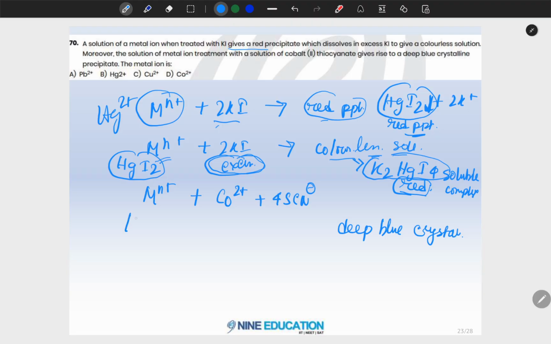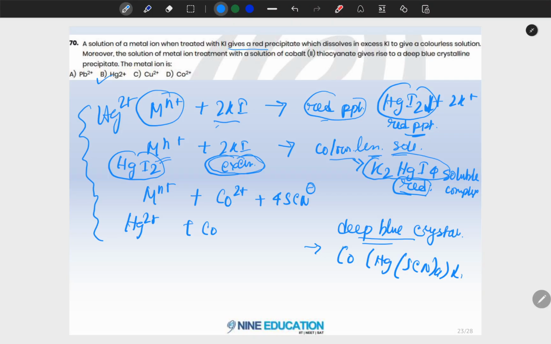Now again, when the same metal ion is treated with cobalt 2 thiocyanate, we are getting deep blue color crystals. The deep blue color crystal is due to the formation of Co[Hg(SCN)4]. So obviously in this case the metal ion is Hg2+. All these three are the tests for detection of Hg2+ ion in a particular salt.